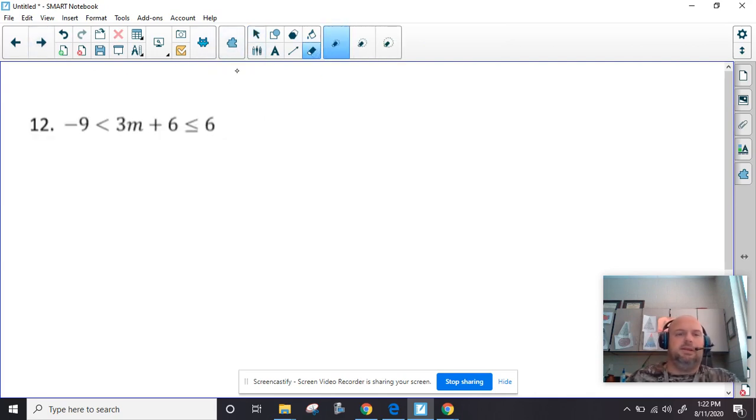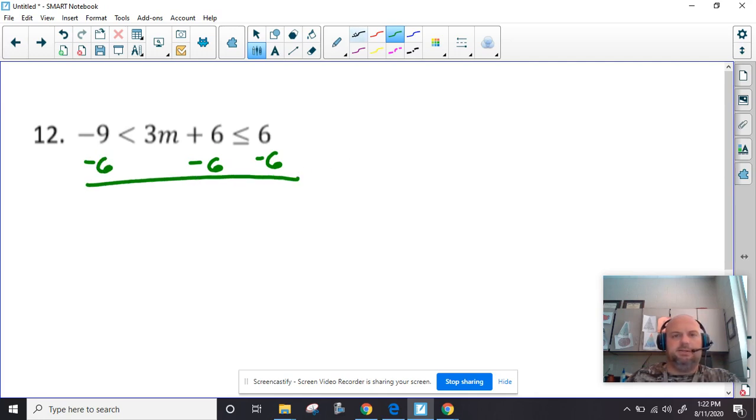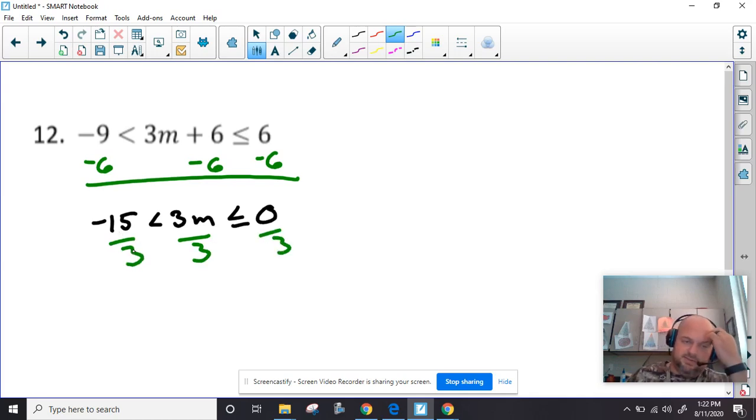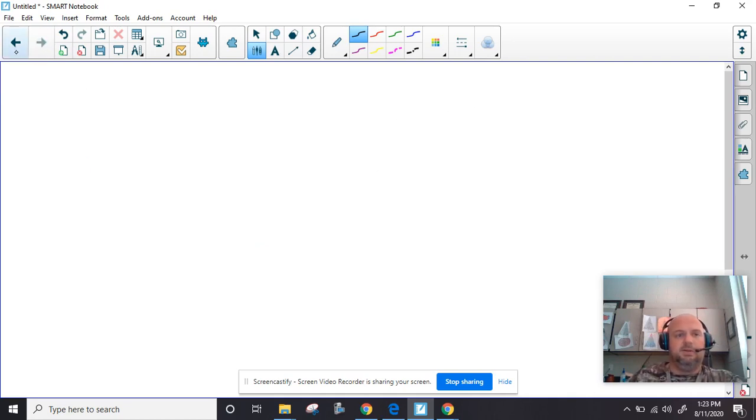I got another and, probably because I like them a lot. To me, these seem easier because you're doing everything together. I don't like having to do the or stuff. That's not super fun for me. The good news is when we divide everything by 3, we really only have to divide one thing because 0 divided by anything is just 0. So please make sure that you're paying attention to that. So we have -5 less than m less than or equal to 0. And we're done.